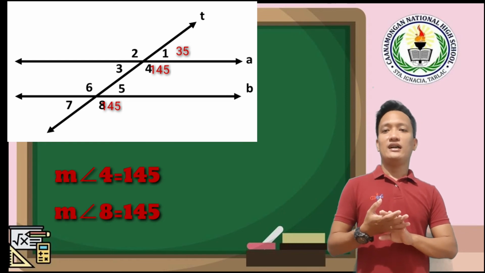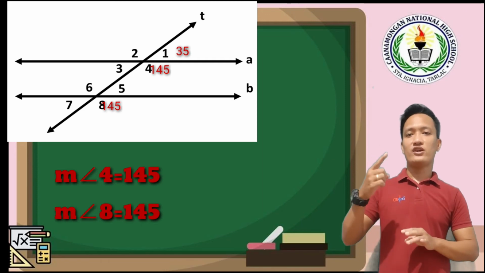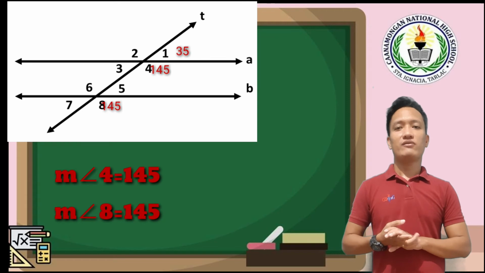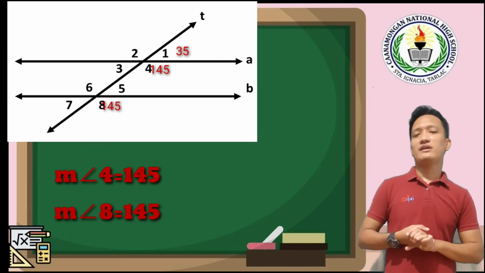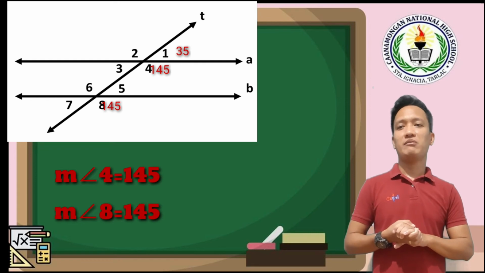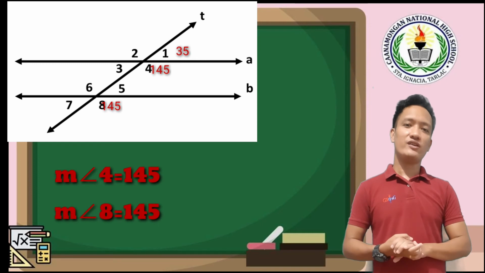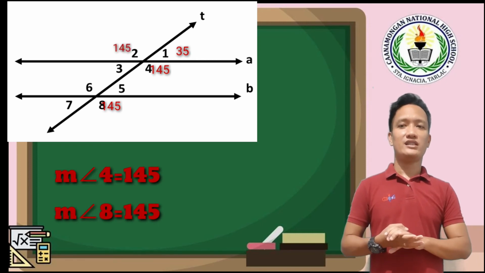So, ang susunod is yung measurement ng angle 2. So, angle 4 and angle 2 are vertical angles naman. So, ang vertical angles are congruent. So, kapag sinabing congruent, parehas yung kanilang measurement. So, kung measurement ng angle 4 ay 145, ang measurement ng angle 2 naman ay 145 degrees.